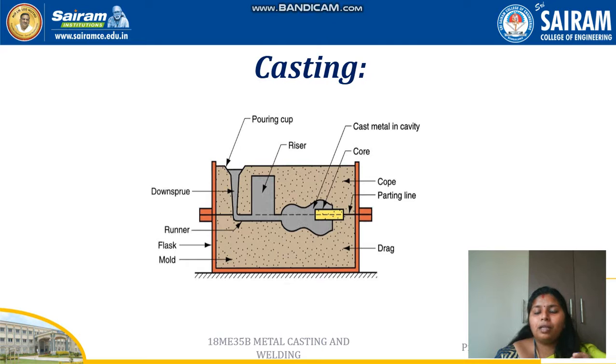And separately, in a furnace, the raw material is heated and made into a molten metal. After the raw material is made molten, it is poured through this pouring cap into the runner. It passes through the runner and occupies the cavity, and the excess material comes out through the riser.